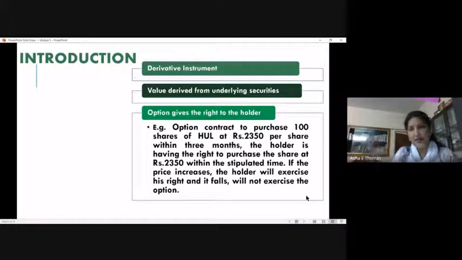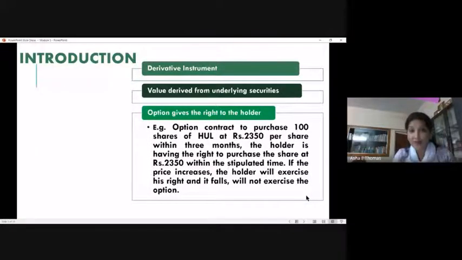He will check up, and if the price has decreased, suppose the right is for purchasing the asset at 2,350, but in the market the same asset is available at 1,900. Definitely that person will not exercise his right of buying the HUL share at 2,350. Why? In the spot market at that time, the same asset is available at 1,900. So that is the relevance of an option contract.